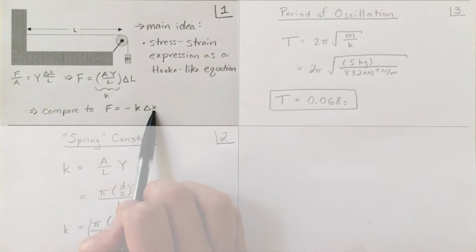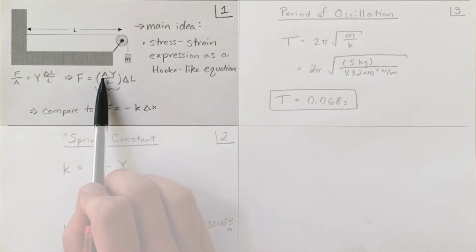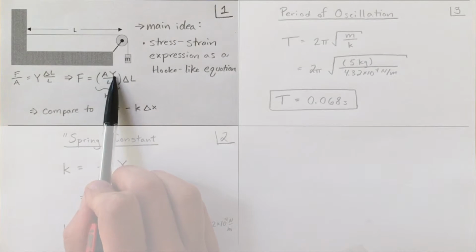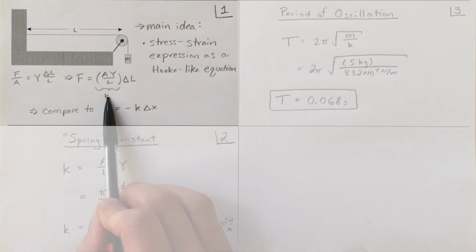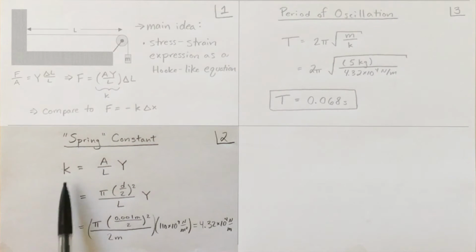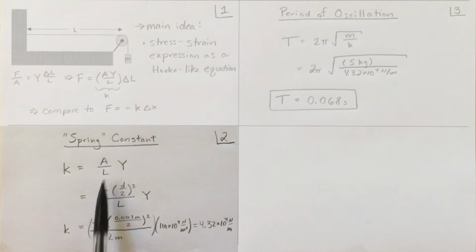What we'll want to do in this problem is treat this cross-sectional area times the Young modulus divided by the unstretched length of this wire as the spring constant, and then use that to find the period of oscillation. Doing so, we plug in the expression for the cross-sectional area in terms of the diameter, so that would be pi times the diameter divided by 2, quantity squared, and plug in then all the numbers given in the problem statement to find that the spring constant of the wire is 4.32 times 10 to the 4 newtons per meter.